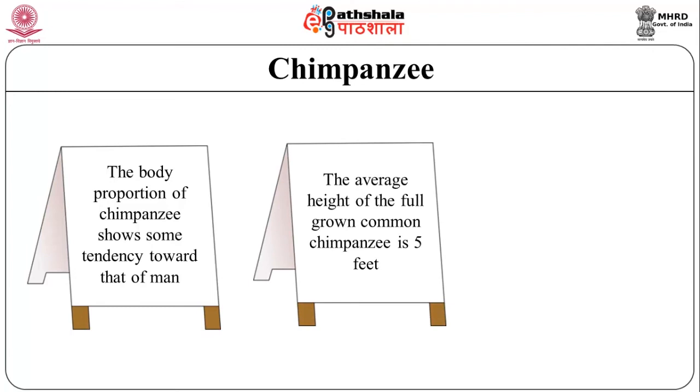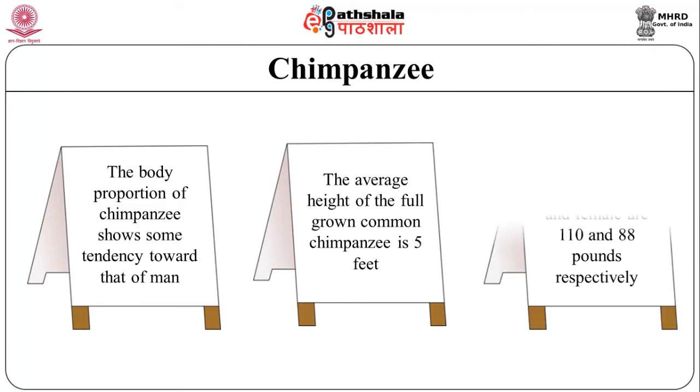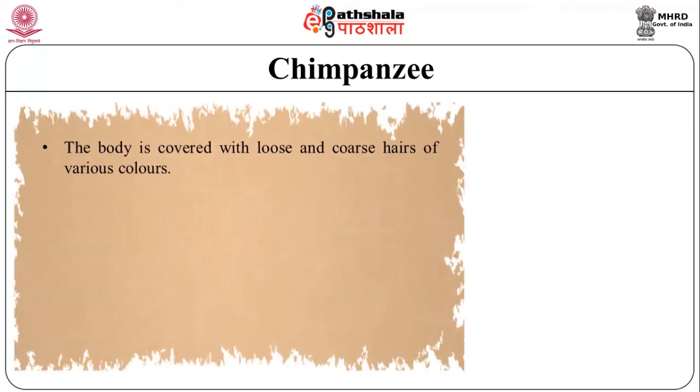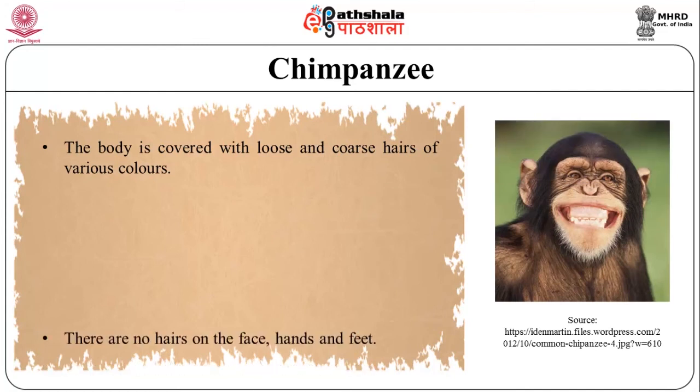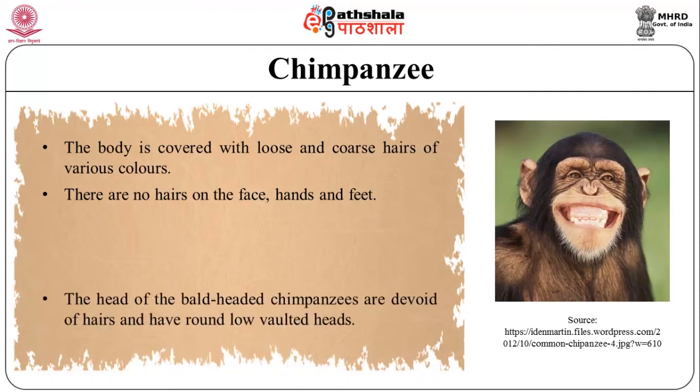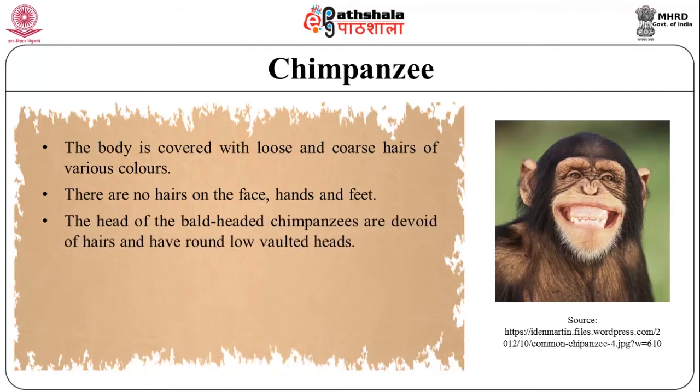The average height of the full-grown common chimpanzee is 5 feet. The weight of the adult male and female are 110 and 88 pounds respectively. The body is covered with loose and coarse hairs of various colors. There are no hairs on the face, hands, and feet. The head of the bald-headed chimpanzees are devoid of hairs.